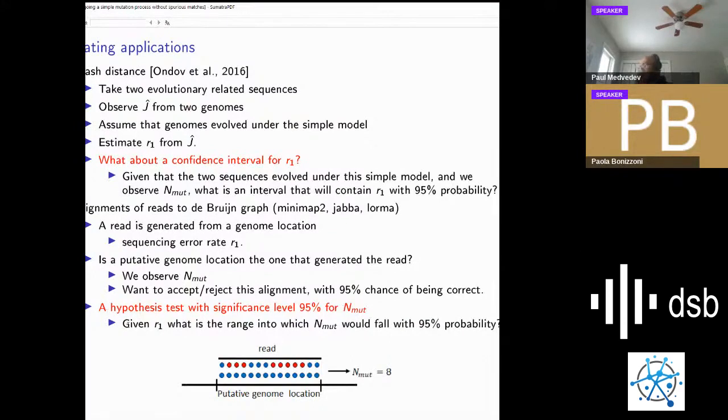In other words, given R1, so we know R1, what is the range into which the observed number of mutations would fall with 95% probability? So it could be if R1 is 3%, then n-mute should lie between 5 and 7 with 95% probability. And in that case, you would reject this alignment. Of course, 95% is just a placeholder. In theory, we're going to use some general alpha in here.